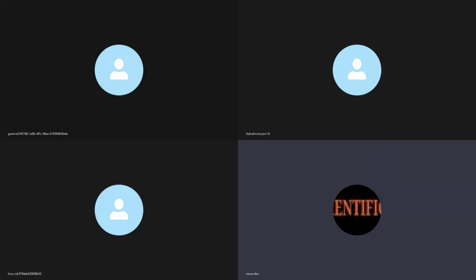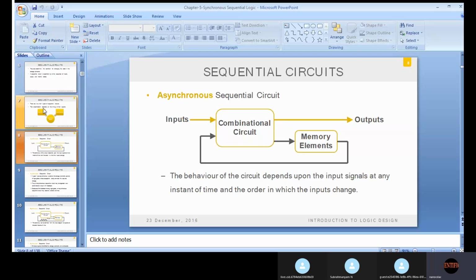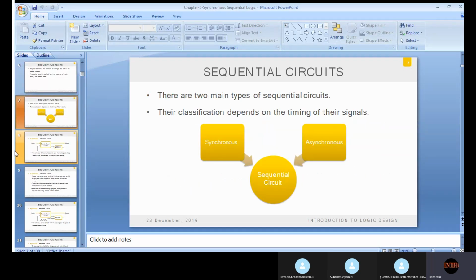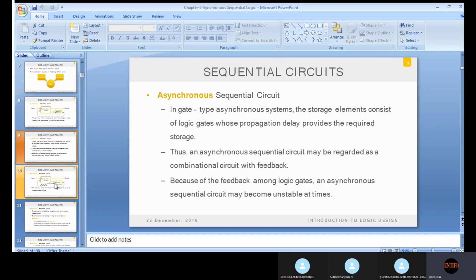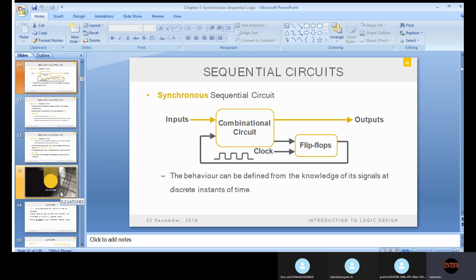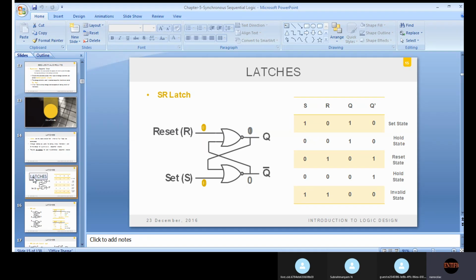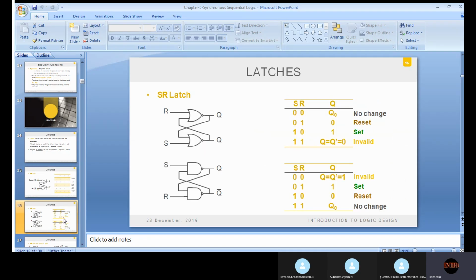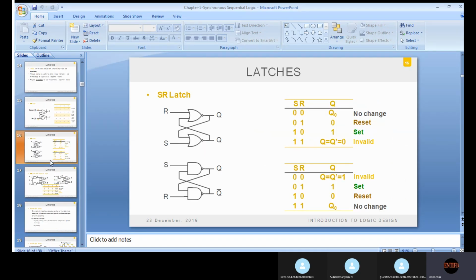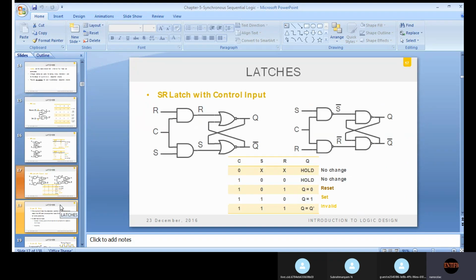So yesterday we discussed sequential circuits, and the classification of sequential circuits into synchronous and asynchronous sequential circuits. We have seen what an asynchronous sequential circuit is and what a synchronous sequential circuit is. Then we saw the SR latch. A latch is something in which we can store data. So the set-reset latch we saw in yesterday's class.